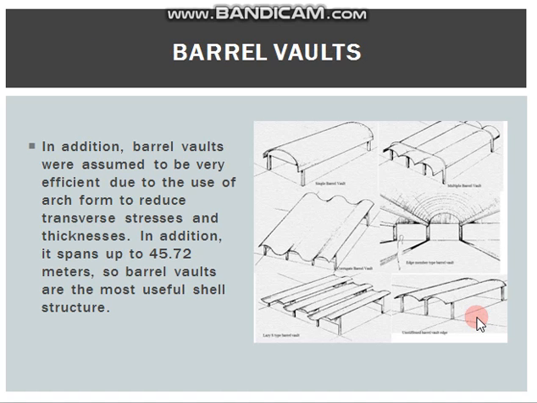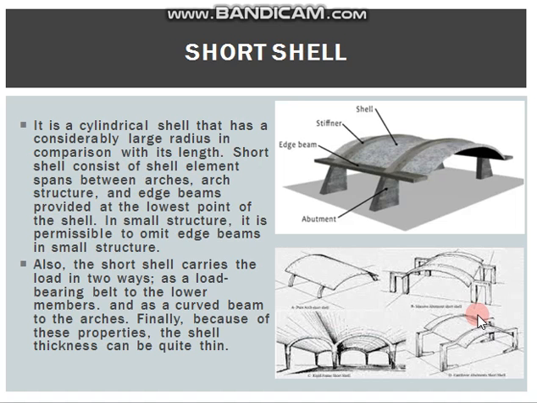Example: barrel vaults. In addition, barrel vaults were assumed to be very efficient due to the use of the arch form to reduce transverse stresses and thickness. In addition, they span up to 45.72 meters, so barrel vaults are the most useful shell structure.